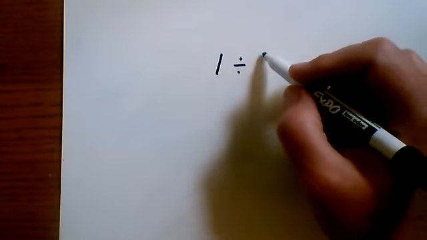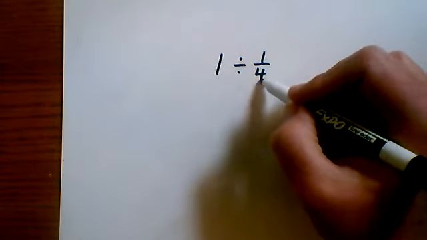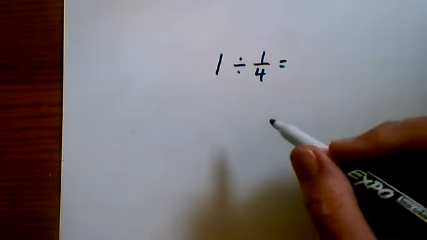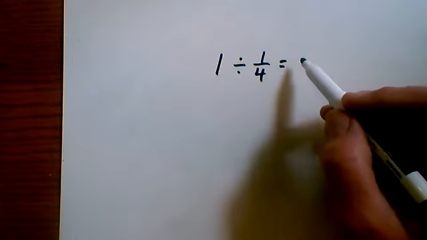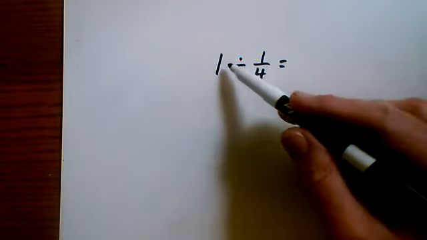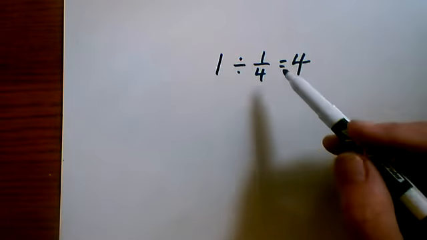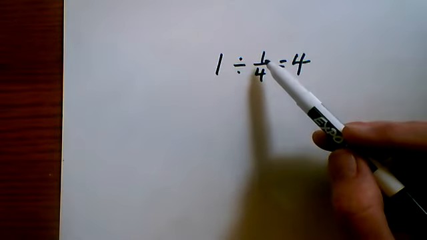So 1 divided by 1/4, and this will follow the same pattern that you just established by doing the division problems with whole numbers. So here we have 1 divided by 1/4. You can just ask them to solve the problem. So how many 1/4 are in 1? There's 4.